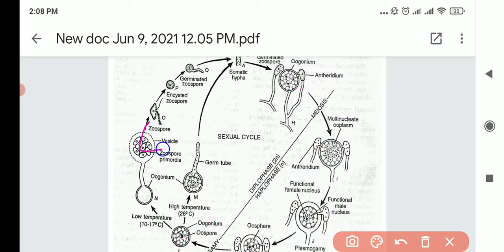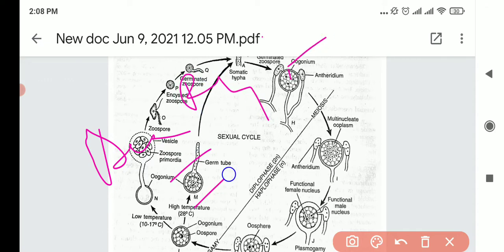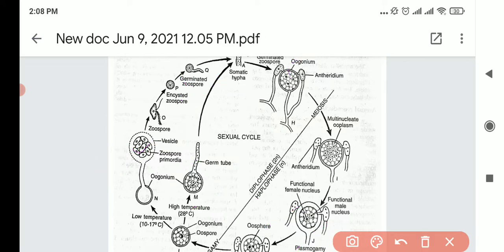Then you go for asexual reproduction. You write those six points. Then you go to number 3, sexual reproduction. You write maybe 10 to 15 points. So you can always shorten it.